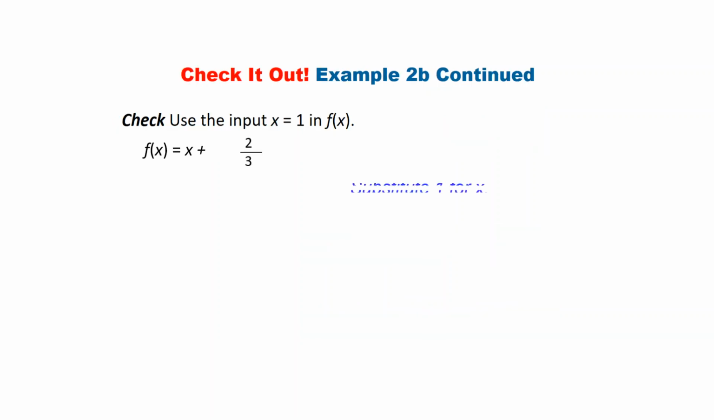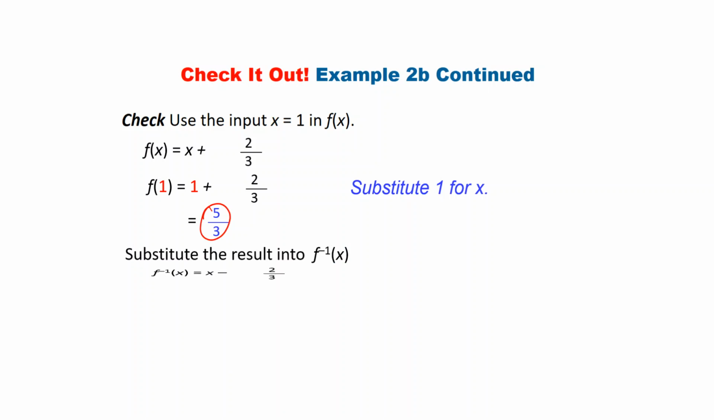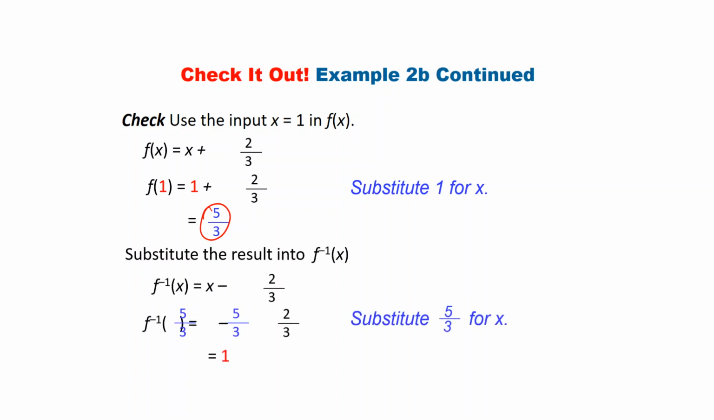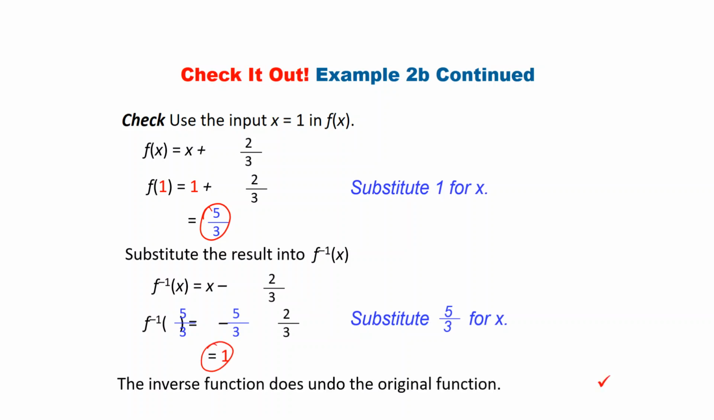And then again, you could check. We could use 1 as input, and when you do that, our output is 5/3. All right, and so if we use 5/3 now as the input, subtract 2/3, we end up back at 1. So that tells us that the inverse function does undo the original function.